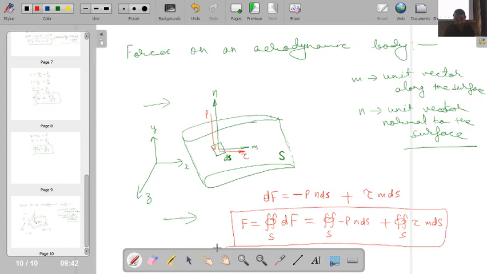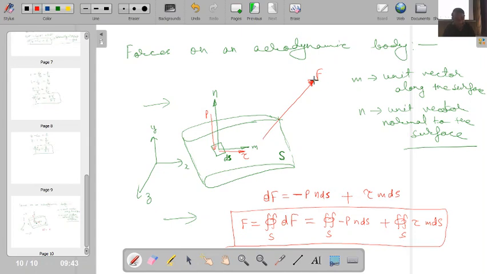Now we know that because of this there will be some reactive force. See the direction of that reactive force. If this is the force F which is acting on the fluid because of this body, then the fluid will produce an equivalent reactive force in the opposite direction.